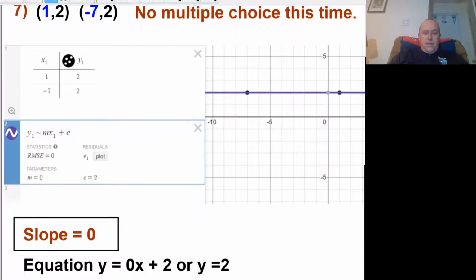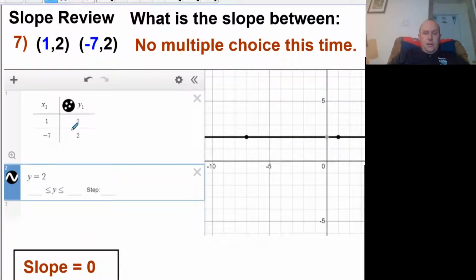If it asks you for the equation, then you could put 0x plus 2, or even better, as it's 0x, you could just say y equals 2. And I hope you recognize that one as well, kind of slightly quicker, just by the fact that look at this part here. You can see that the y values are 2, that's why the equation is y equals 2. And as you draw this, you can see that horizontal line, which hopefully would remind you about the word HOY as well.